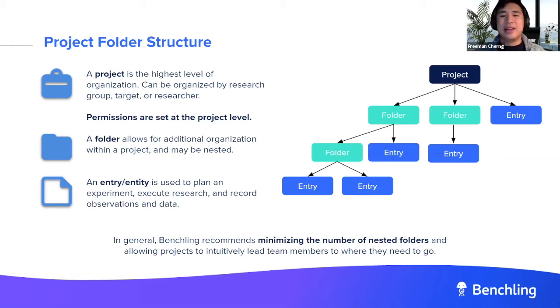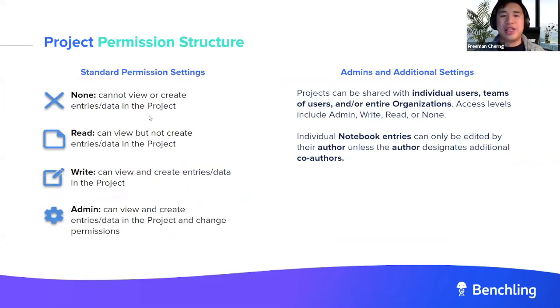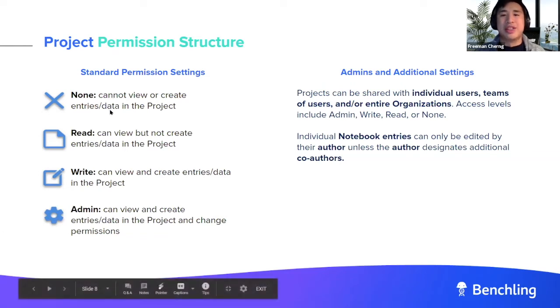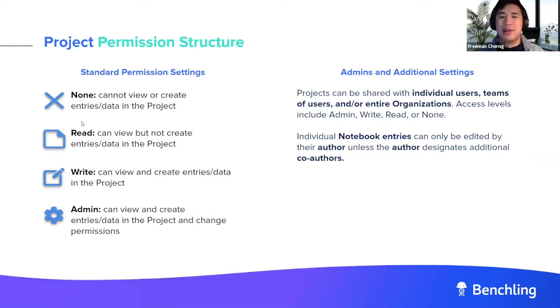And finally, let's take a look into what types of permissions that these projects can take on. Permissions come in 4 different types which stack on one another. So beginning with the lowest level of permissions, we have the none permission that you see here, which means that users cannot read or create data within the project. Higher than none is read, in which users can view but not create data. Users with write permission are able to view and create data, such as notebook entries within the project.